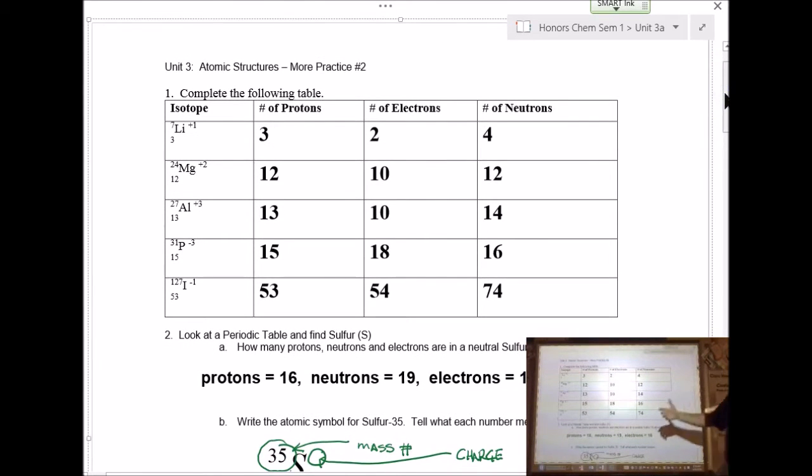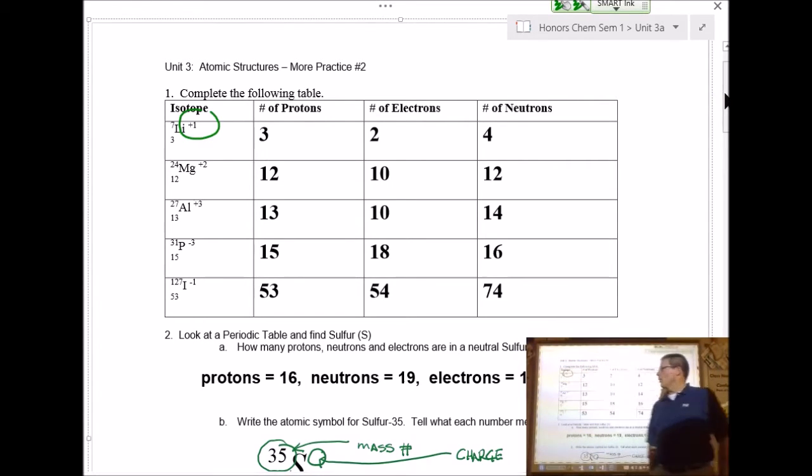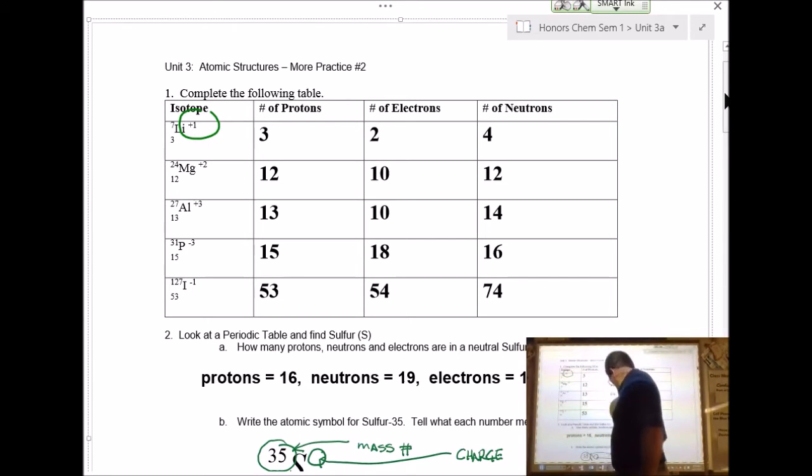So again, what was different from yesterday is that we have some charges on here. And on the test, you'll see some charges. Sometimes you'll see some neutral. So be aware of what's happening when you actually have a charge.